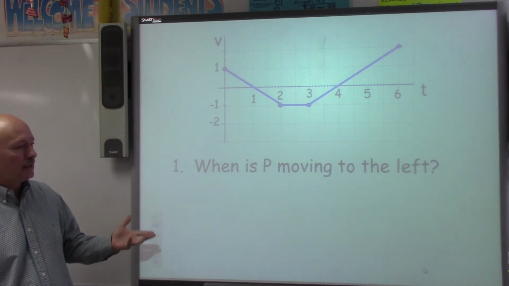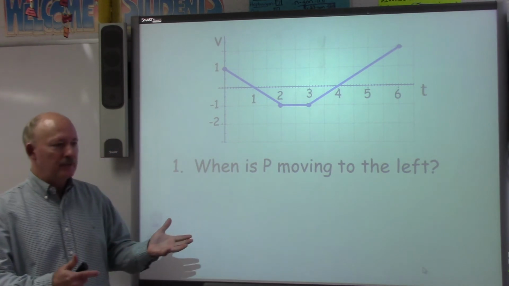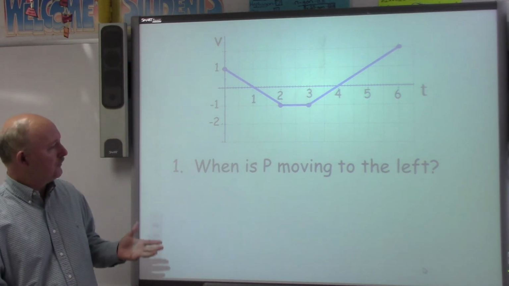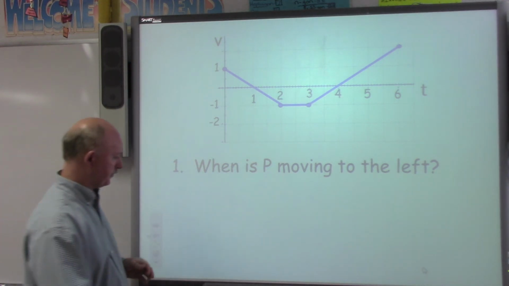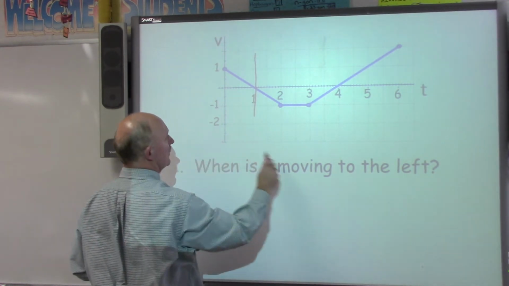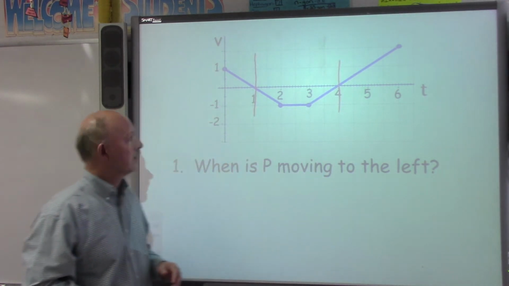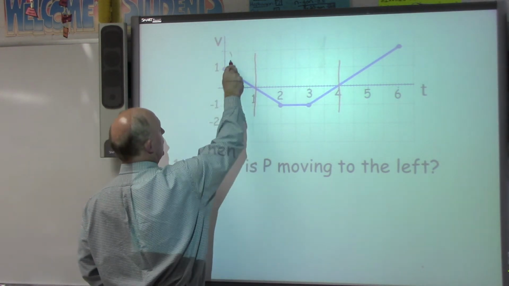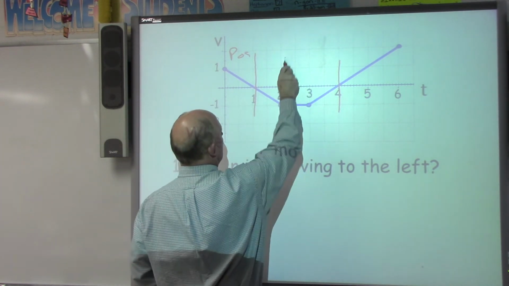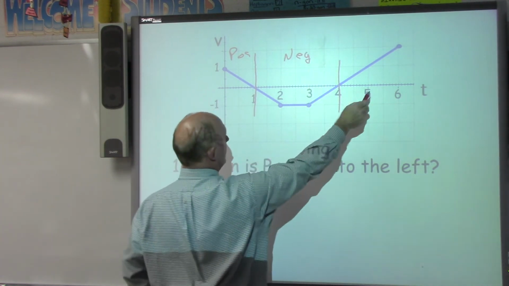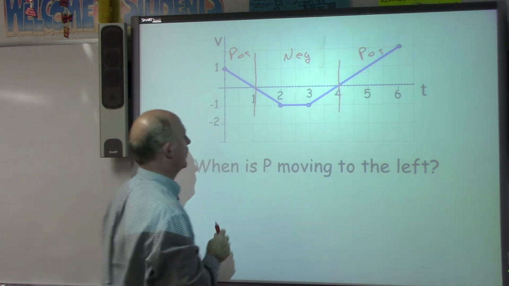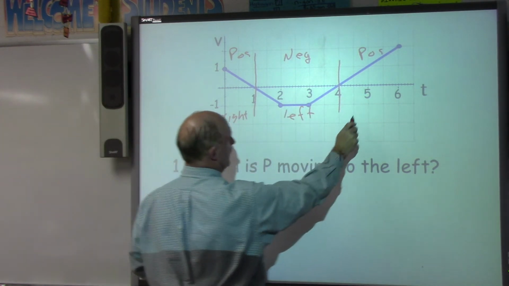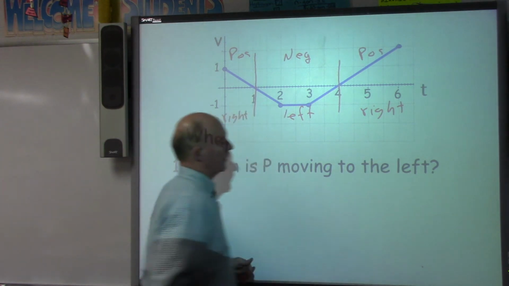Now, you look at your velocity. If the velocity is negative, the particle is moving to the left. If the velocity is positive, the particle is moving to the right. So as you look at your graph here, at 1 and 4, you can see it starts off at 1, so the velocity is positive from 0 to 1, and then it goes below the x-axis, and the velocity is negative, and then positive again. So the particle is going to be moving to the right, and then to the left, and then back to the right again.